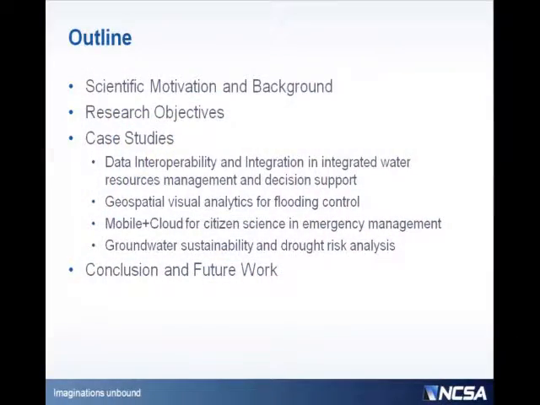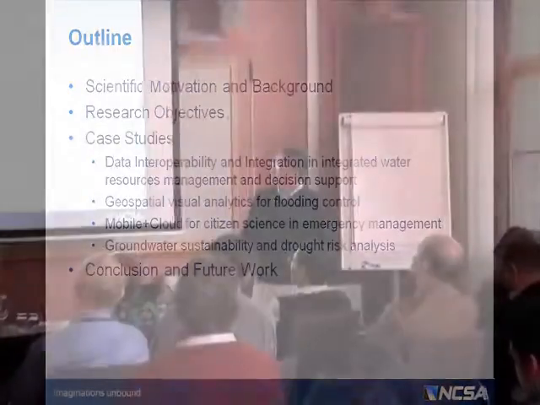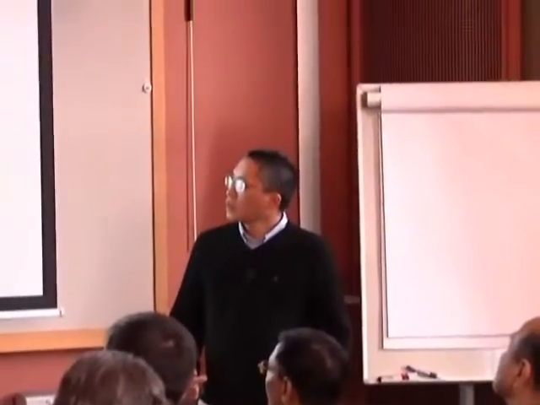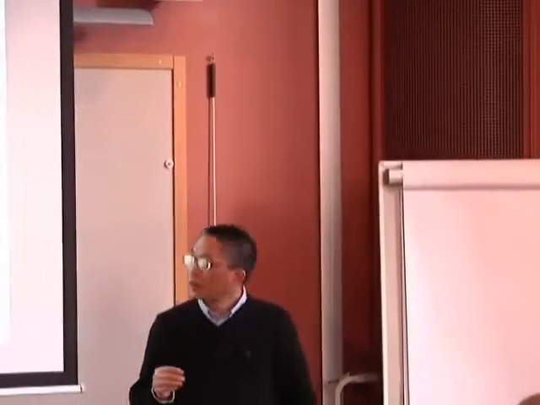I'll start with just an outline. I'll talk about the scientific motivation and background and our objectives. And I'll present four case studies. They are all actually related. The first one is data interoperability and integration in integrated water resource management decision support, and we primarily developed some methodologies for usage in many other projects. The second one is geospatial visual analytics for flooding control. The third one is mobile plus cloud for citizen science in emergency management. I actually gave a talk in detail on that part, but today I'll just show a brief summary. And the fourth one is groundwater sustainability and drought risk analysis. And finally, the conclusion.